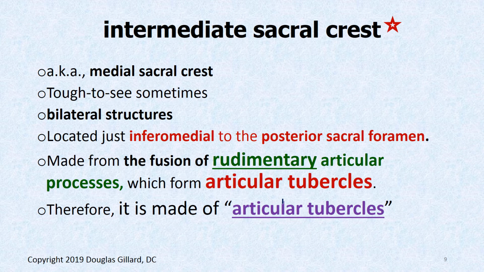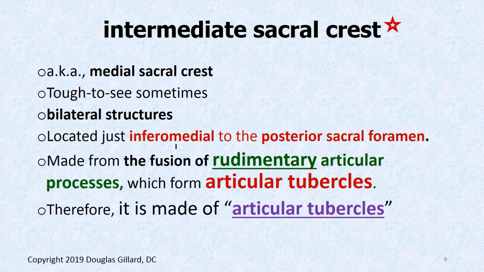Intermediate sacral crest. Now there's two of these. There's one on each side of the median sacral crest, this intermediate sacral crest. This one's tough to see sometimes. It is located just inferomedially. Again, if you don't know medical directional language, go watch my YouTube video on my main page. I think I gave you a link last time, so you understand that. But inferomedial to the posterior sacral foramen is where you find these.